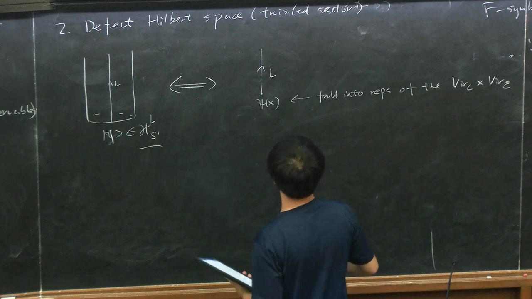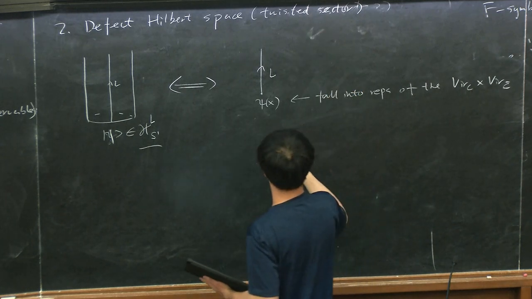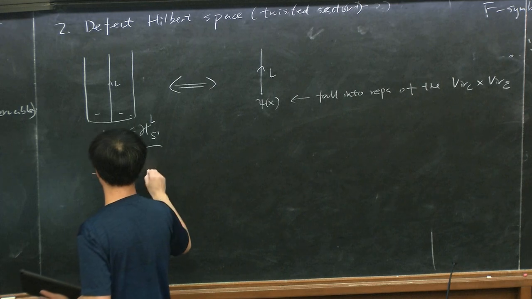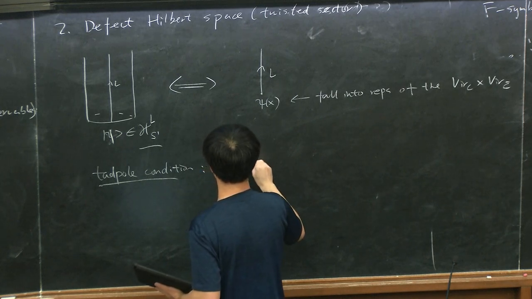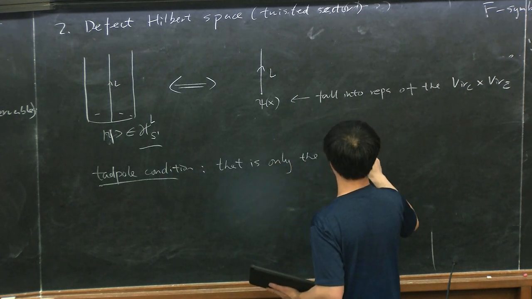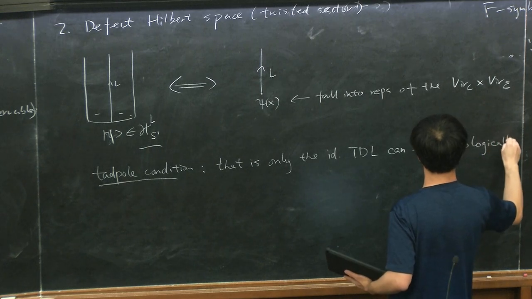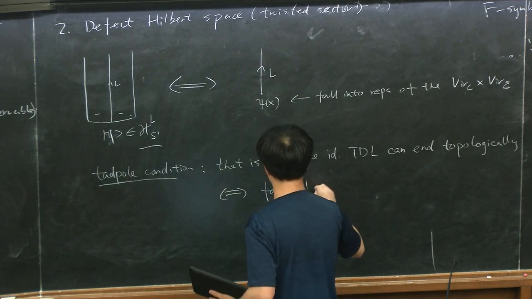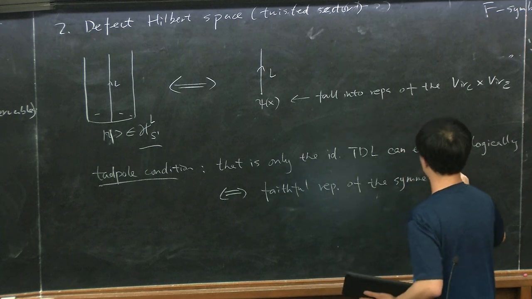In particular, we'll assume the following condition, which is a physical assumption. Let me call it the tadpole condition: only the identity line can end topologically. This is equivalent to having a faithful representation of the symmetry, in this case the non-invertible symmetry generated by the topological defect, on the Hilbert space on S1.